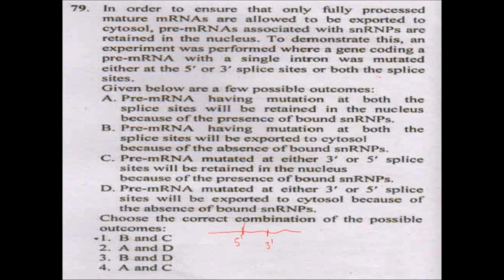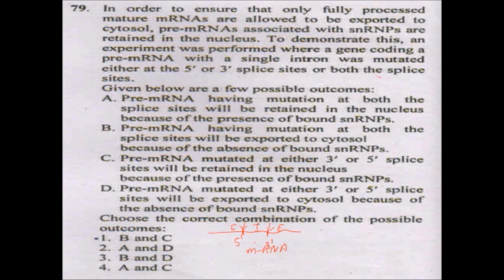When you cut at one end, the intron remains with the messenger RNA. When you cut both sides, it is possible that the intron will be removed and the exon parts will then be ligated. So to export the mature messenger RNA, we should cut both sides of the intron. Now move to the options. First is, pre-mRNA mutated at both splice sites will be retained in the nucleus because of the presence of bond. It is not so. If both sides are cut, it means we now have only the exon parts.